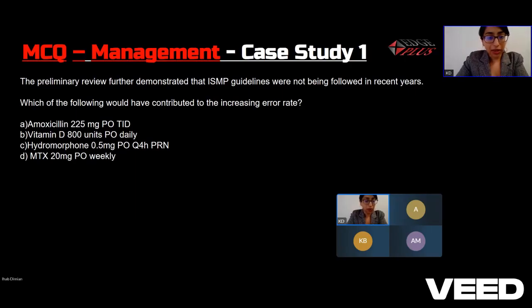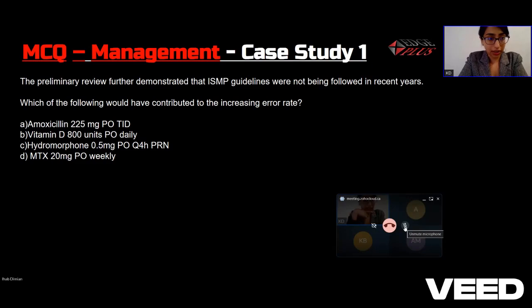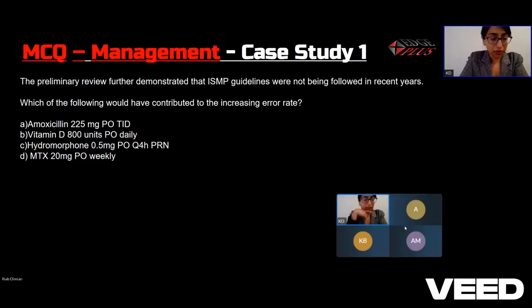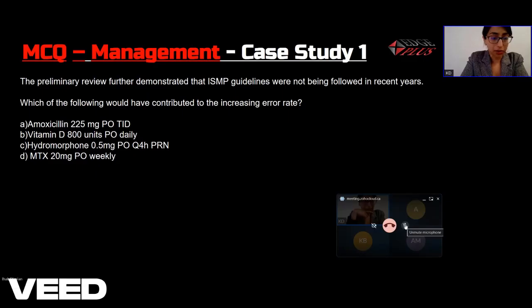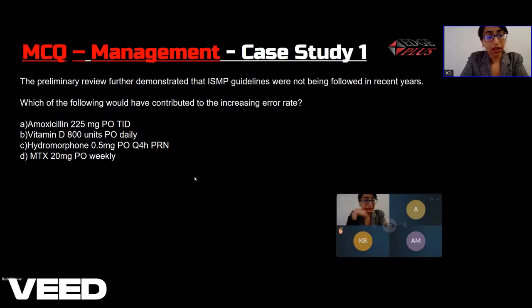Okay, so based on the same concept, the review has also demonstrated that ISMP guidelines, so these are the Institute for Safe Medication Practices, the ISMP guidelines were not being followed during recent years. So which of the following from these lists of medications could have contributed to the increased error rate? Amoxicillin, 225 by mouth TID, vitamin D, 800 units by mouth daily, hydromorphone, 0.5 milligrams by mouth every 4 hours PRN, or methotrexate, 20 milligrams PO weekly. And what do we think of this one?